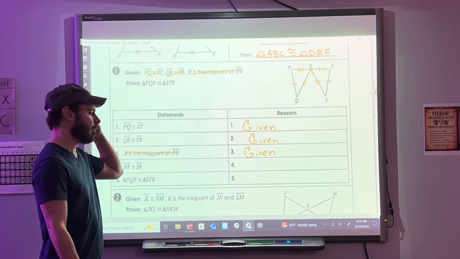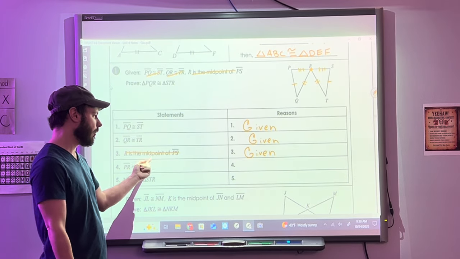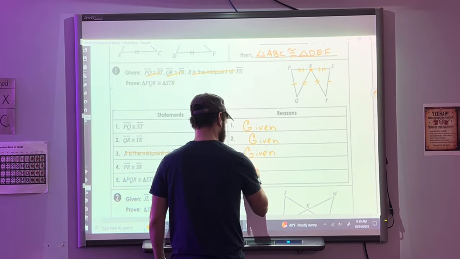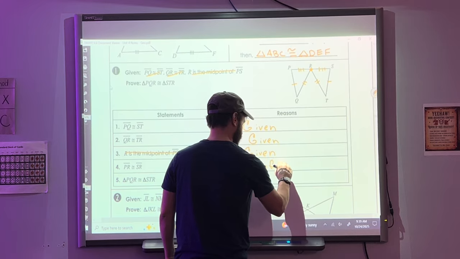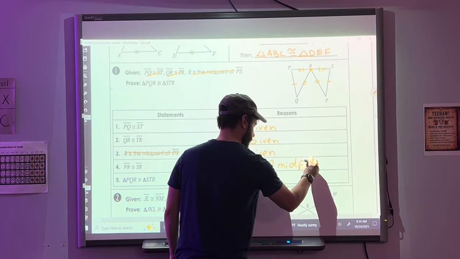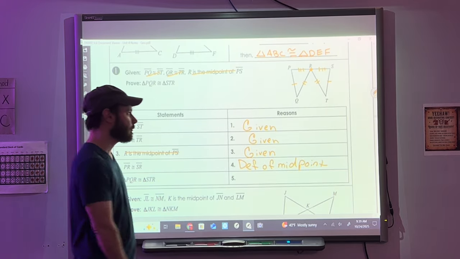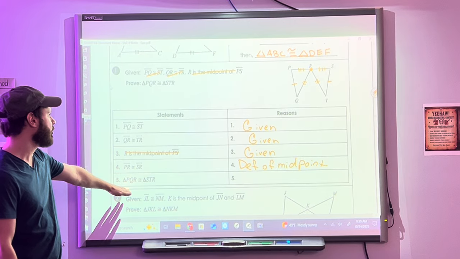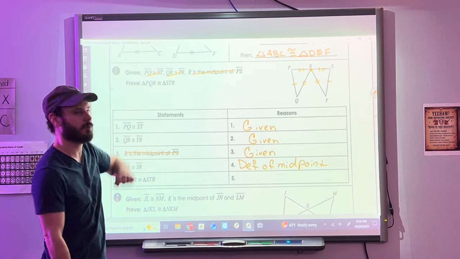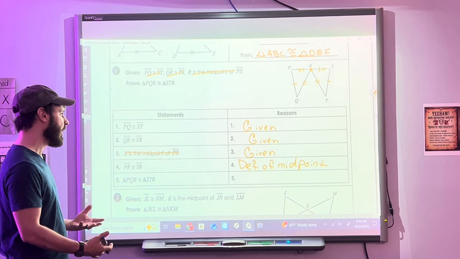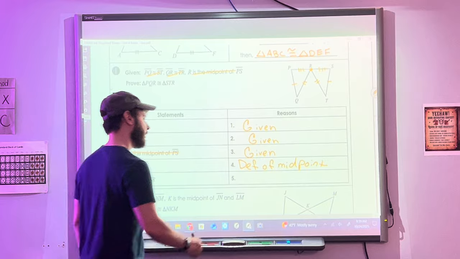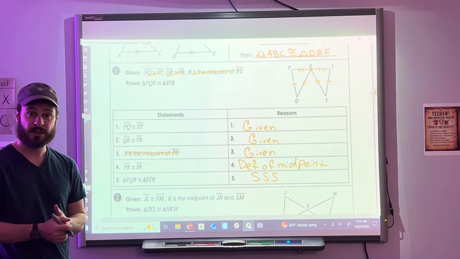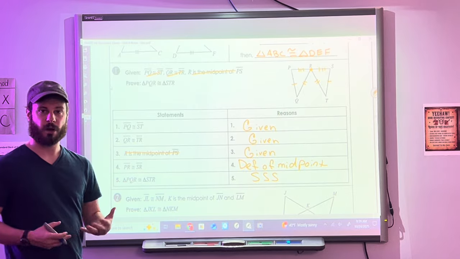Well, from before, if we saw the word midpoint, we knew we were going to use definition of midpoint. And then here, now it's saying that the triangles are congruent to each other. It's saying that this triangle is exactly the same as that one. How can we say that we prove that? Well, side, side, side, the topic that we're talking about in the first half of this video. We proved all three sides are equal, so the triangles are equal to each other.